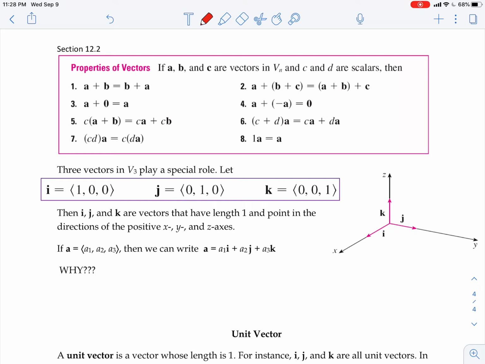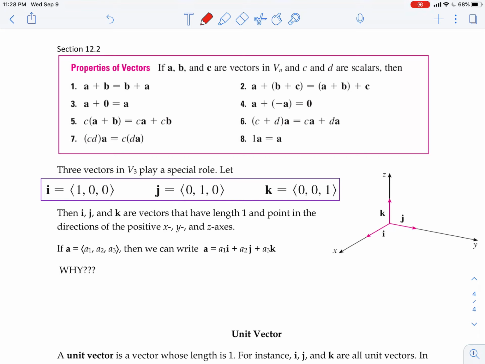I want you to look at, one, what it means is that vector addition is commutative. The order does not matter. We're still going to get the same vector whether we add a plus b or b plus a. Two gives us grouping, so there's an associative property with vector addition. Three is an additive identity. If we add 0, we're still going to get back that same initial vector. Four is the additive inverse. If we add the negative vector to the original vector, we're going to get the zero vector.